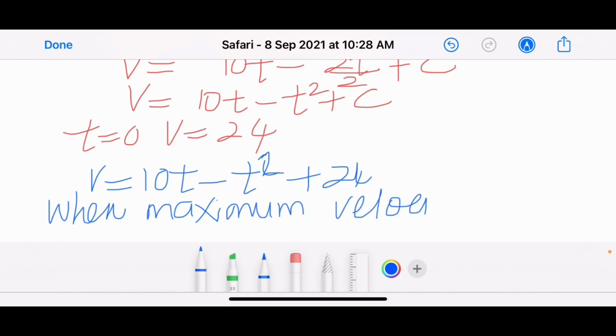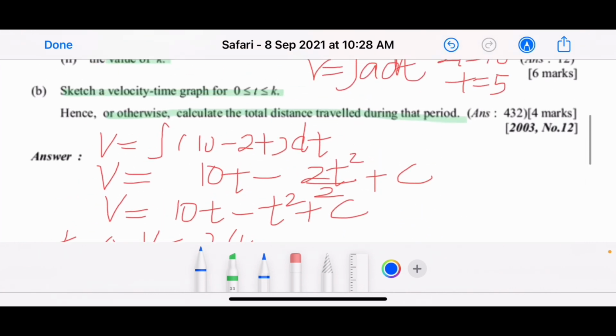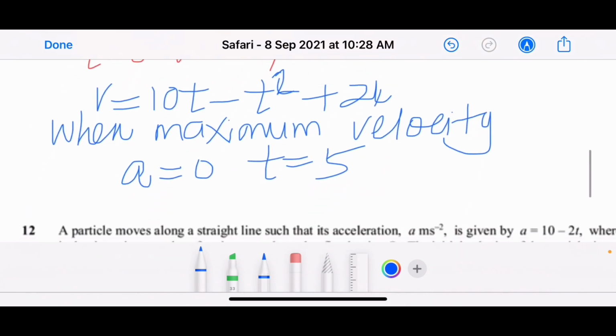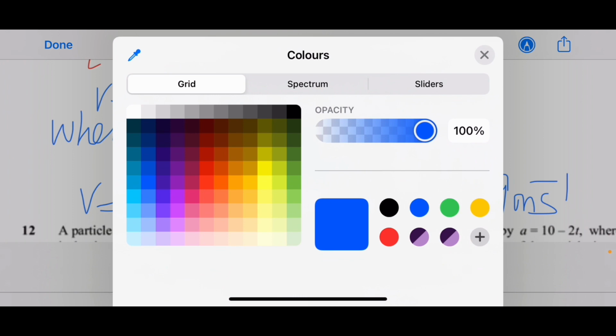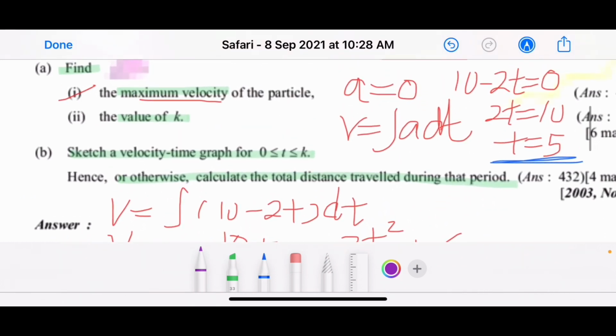As I say just now, for maximum velocity, the time is 5 seconds. We let the acceleration equal to 0 and found out that t is 5, right? This is the one that I just mentioned earlier. So we'll substitute t equal to 5 into velocity. So 10 times 5 minus 5 squared plus 24. So the answer will be 49 meters per second. Right? That is how you find the maximum velocity.